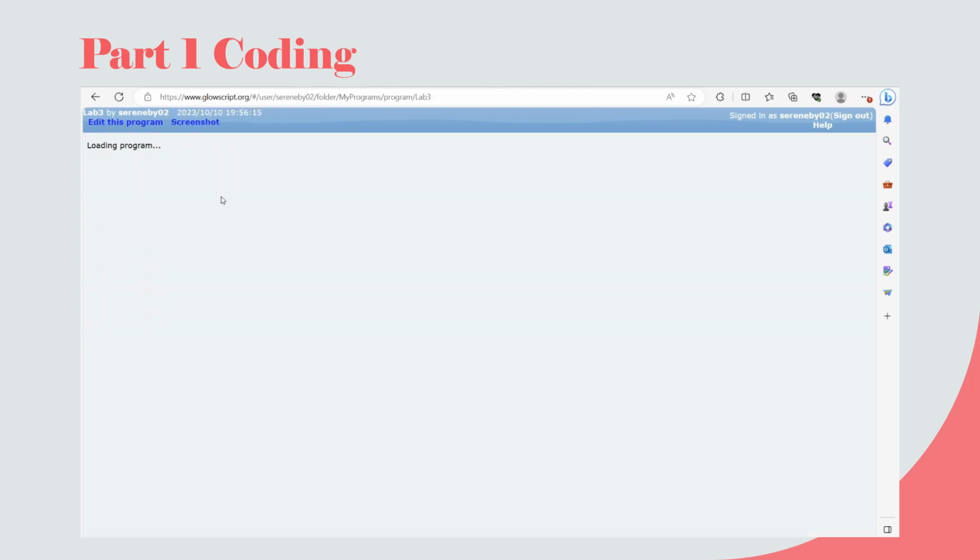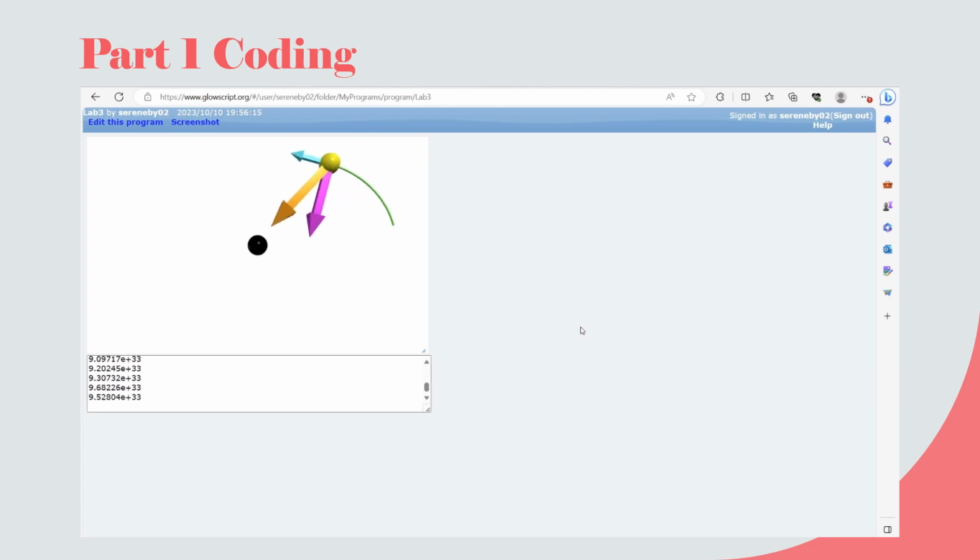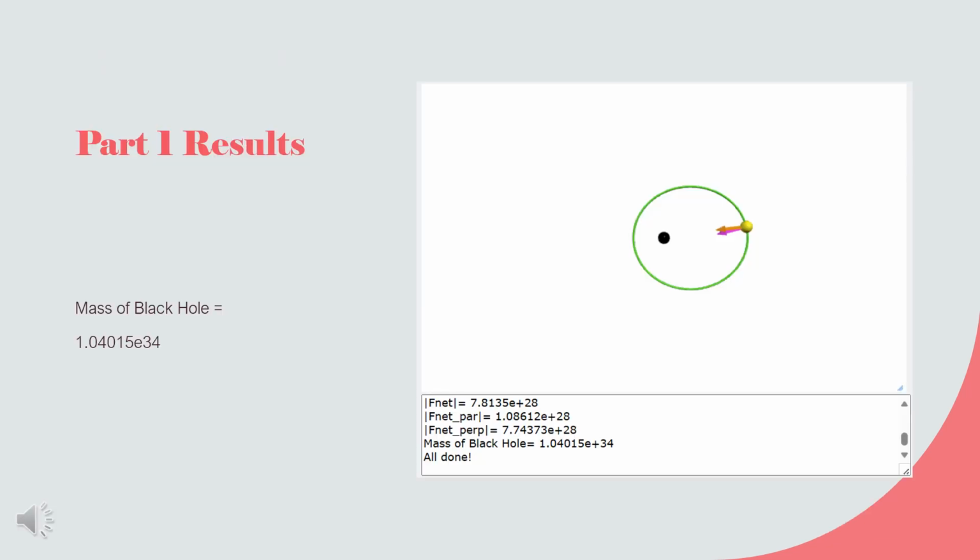and when we run the program, we see that the mass of the black hole is... These are the magnitudes of all the net forces I have found: the net force parallel component and the perpendicular component, and the mass of the black hole is 1.04015 times 10 to the 34, and this mass will be plugged in the second part of the lab.